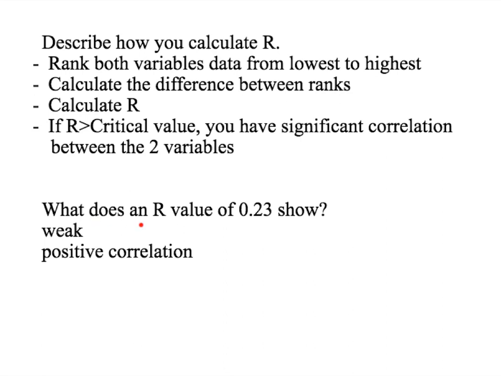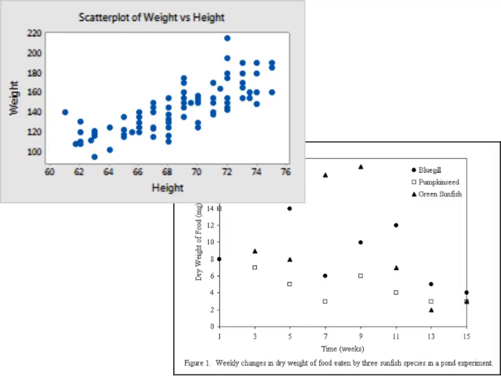You could also be given just an R value and asked to say what that means. Remember, if it's a positive number, you've got positive correlation, which is what we've got here. And if it's a negative number, you've got negative correlation. And then the closer your value is to 1, at either end, either positive 1 or negative 1, shows you've got a strong correlation. In case here, this is quite close to 0, showing you've got a weak correlation, so weak positive correlation.